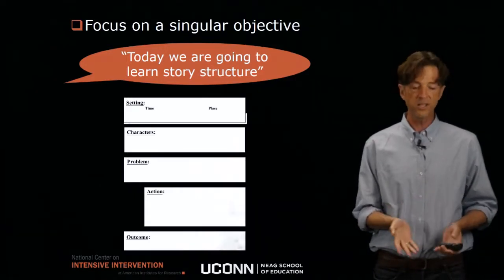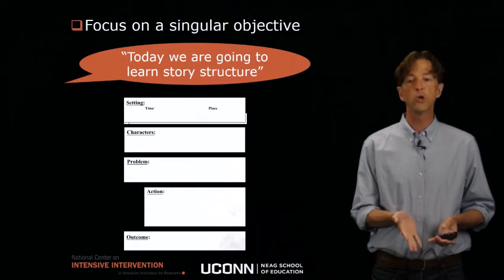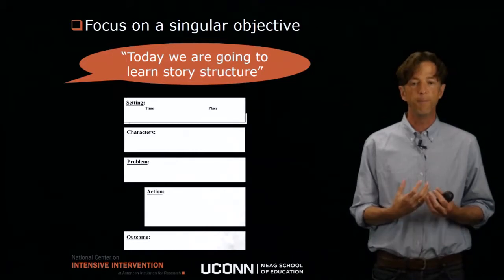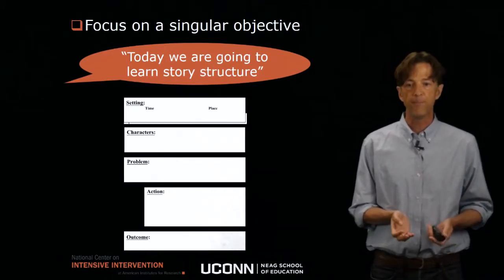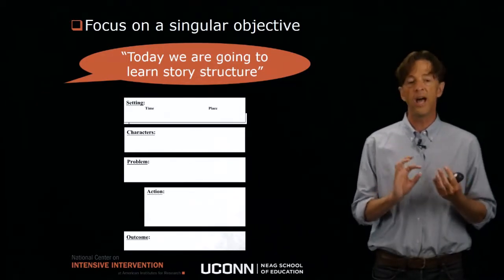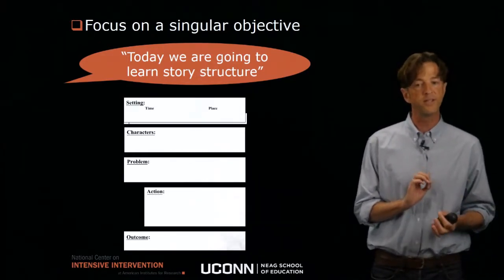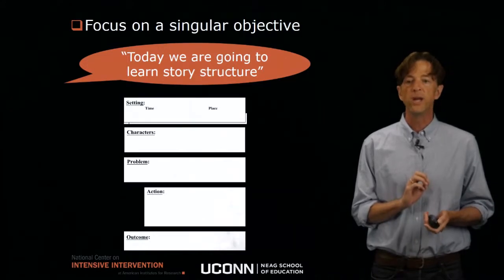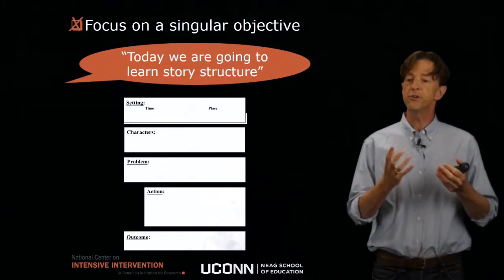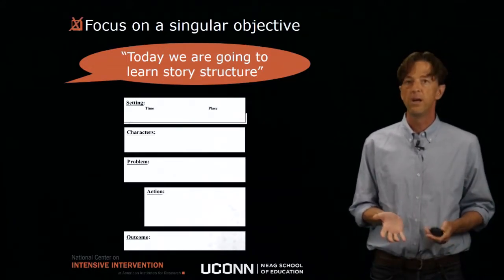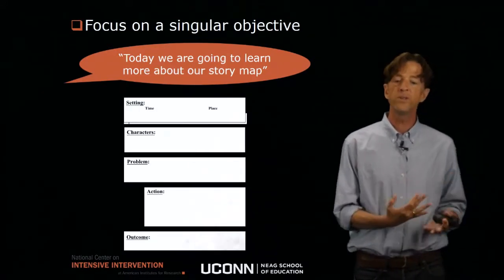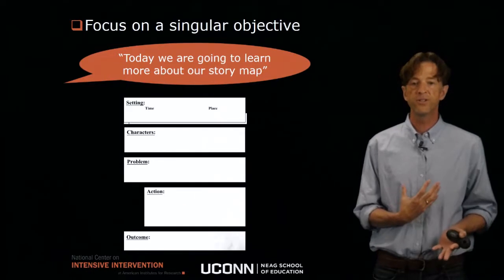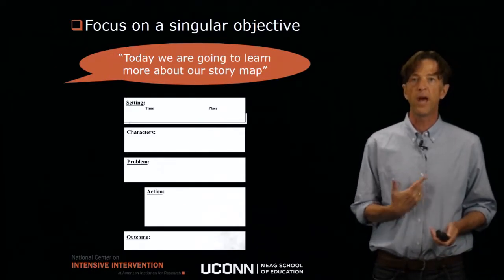So it might seem like this is a singular objective. We're going to learn about this strategy to be able to think about story structure within a narrative text. But really, these are a lot of complex steps that go into this. So probably what we want to do is not introduce a whole strategy at one time, but instead think about moving through the components of these types of complex comprehension strategies one component at a time.